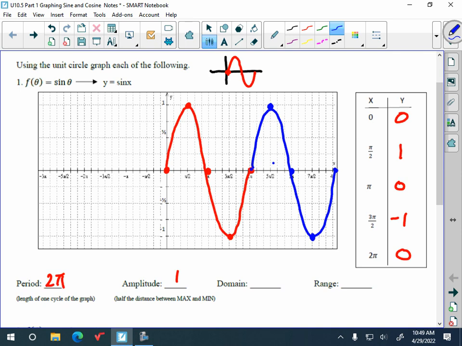I can extend this graph going to the left also. All right, so my points would be right here. And again, they just keep going forever, just creating another period, another period, another period. Right? So the domain of a sine graph, since it repeats forever going to left and right, is going to be negative infinity to positive infinity.